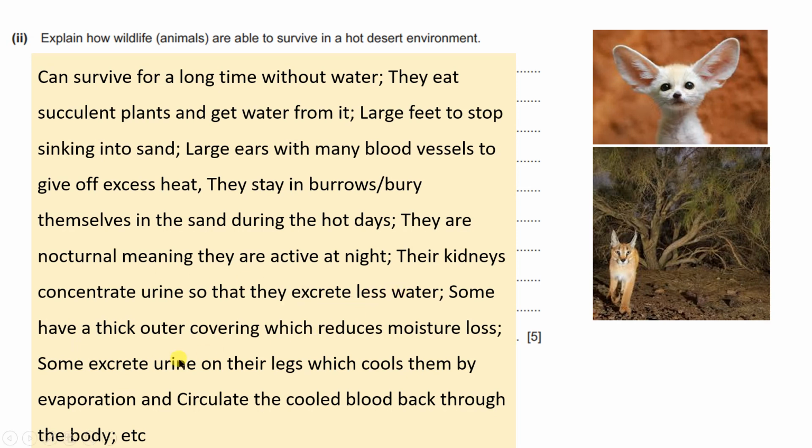Now, their kidneys help to concentrate their urine, so they excrete less water. And some have a thick outer covering, which reduces moisture loss. And some excrete urine on their legs, which cools them by evaporation. So when the urine evaporates from their legs, it helps to cool their body, and they will then circulate the cooled blood back through the whole body. So these are ways in which they adapt to a hot desert climate.